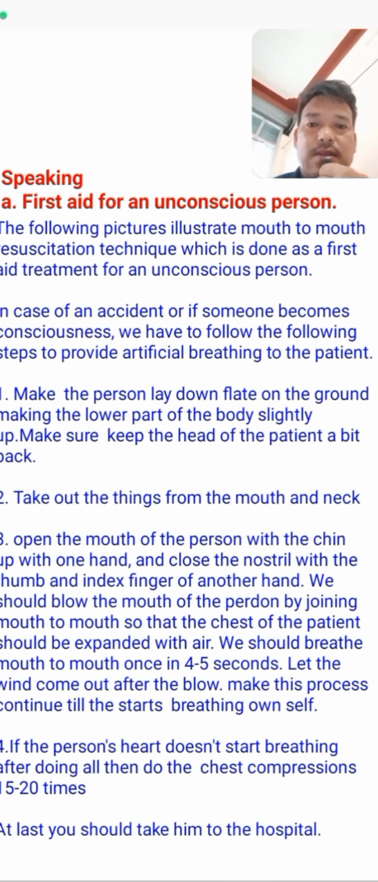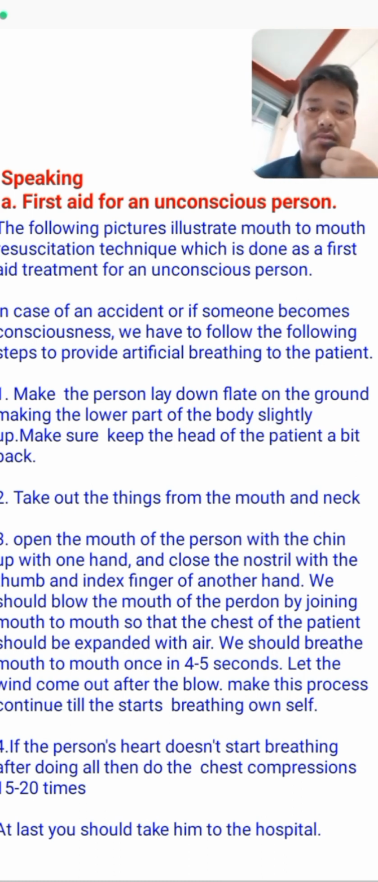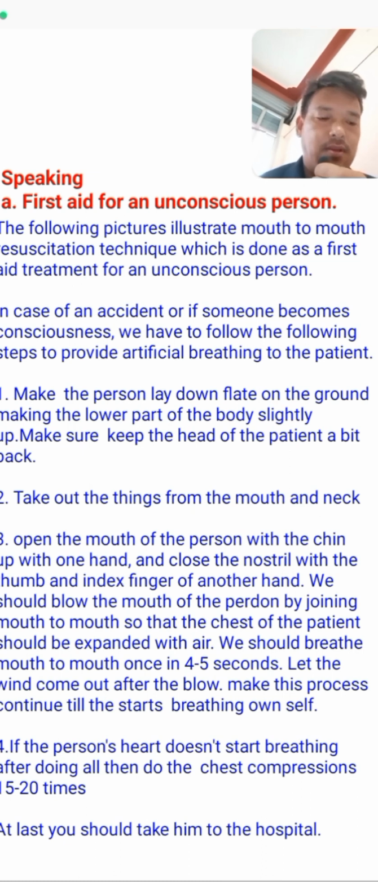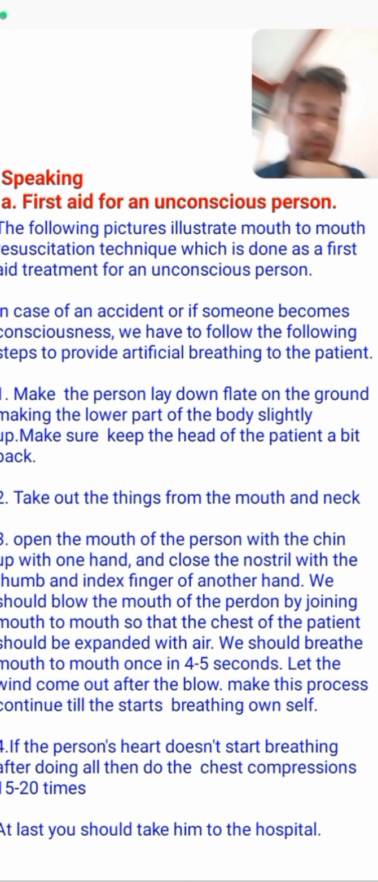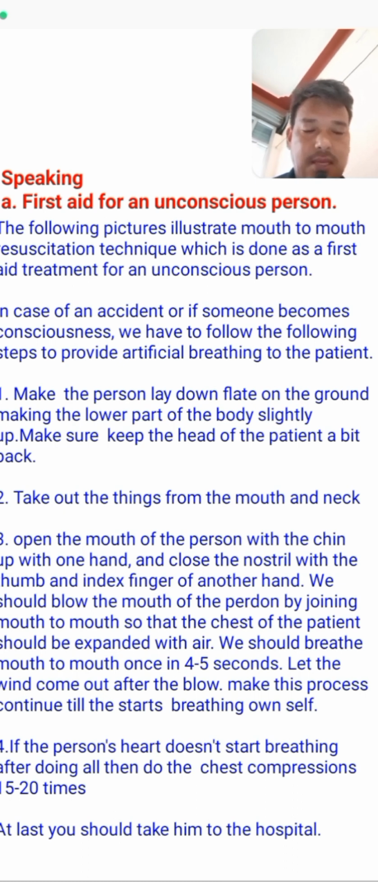So the first step is to make the person lie down flat on the ground. First you need to make the person lie on the ground, that we can see in the picture, and make the lower part of the body slightly up, and make sure that we keep the patient's head a bit back. So this is the first step. And the second is to take out the things from the mouth and the neck. We should take out everything from his neck and mouth if we find anything there. And the third one we can see in the picture.